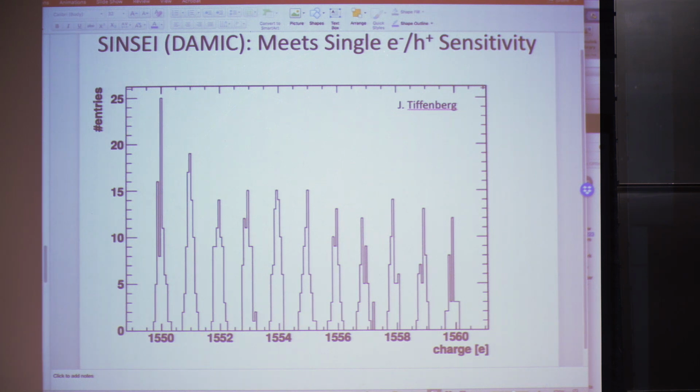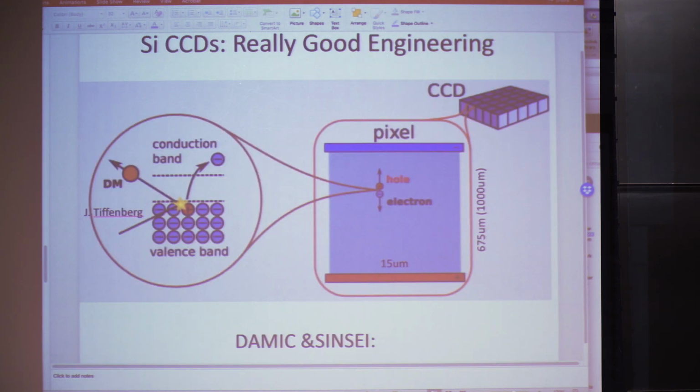Here's one with 1,551. Not everybody knows what DOMIC is, so why don't you say what? Oh, okay. So DOMIC and Sensei are an experiment that use CCDs to search for electron recoil dark matter.